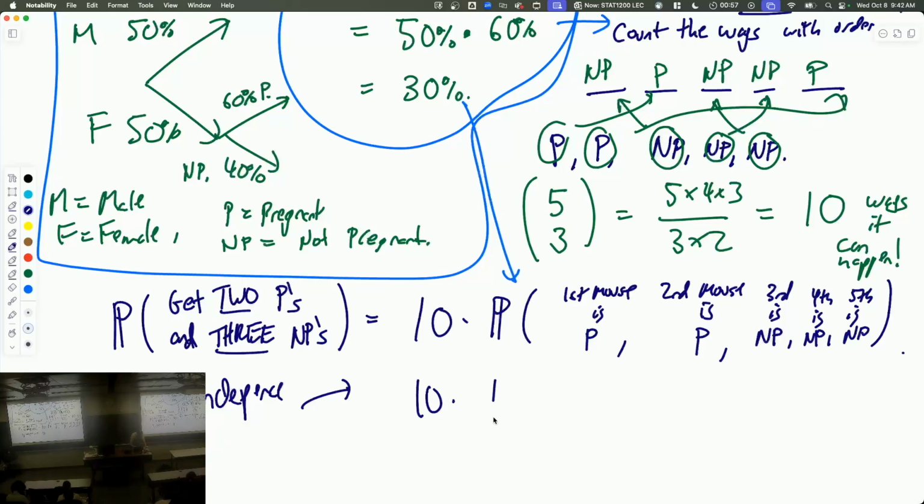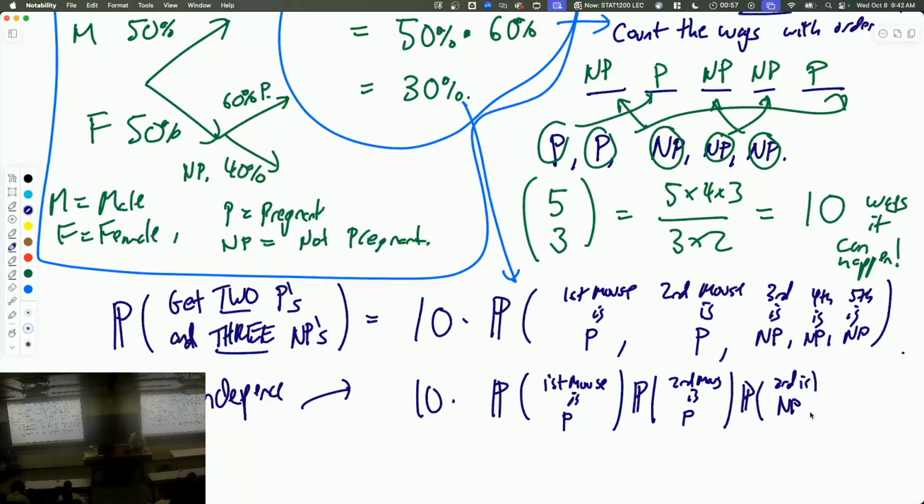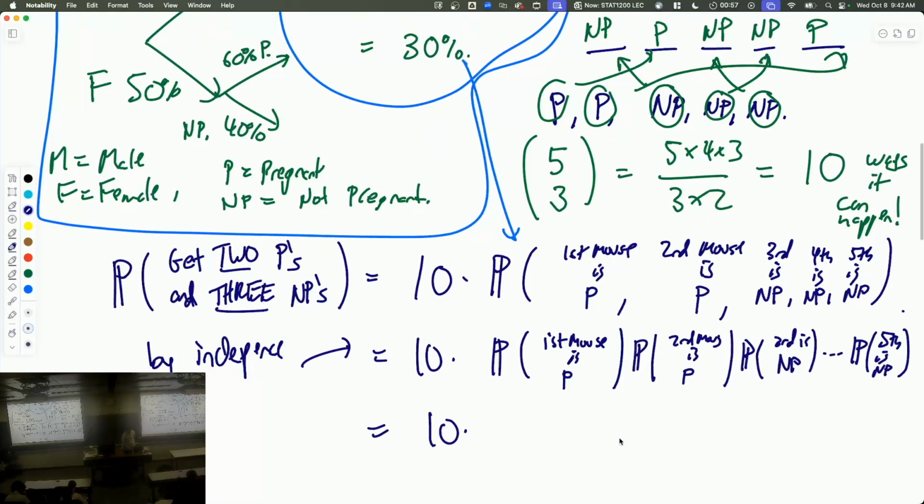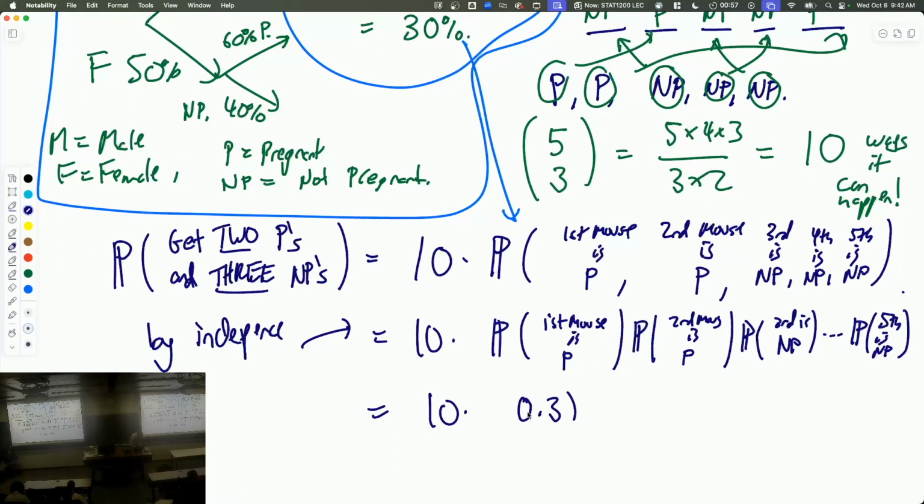So this is 10 times the probability of the first mouse is P, times the probability the second mouse is P, times the probability of the third is NP. Okay, and we're going to save a little bit of writing with a dot, dot, dot. Times the probability the fifth is NP, which is 10. Each of these we determined is 30%, so this is 0.3 squared, and the other one over here is 0.7 to the power 3. Each of them is 0.7, and there are 3 of them. So that is the final answer that I got.